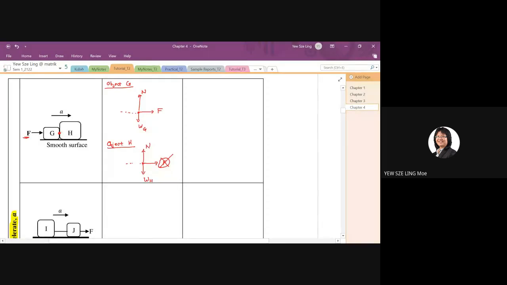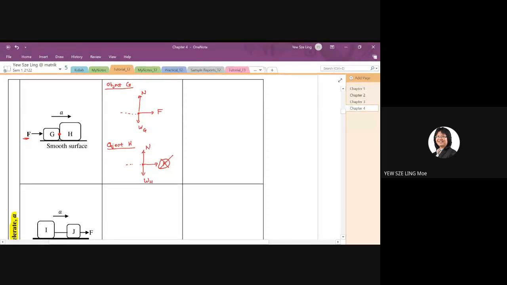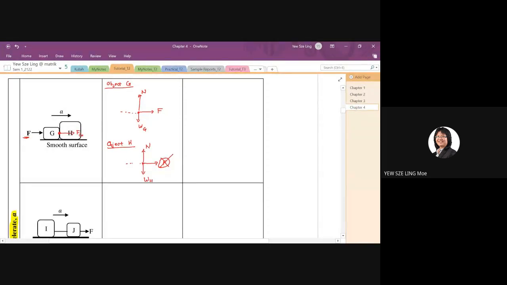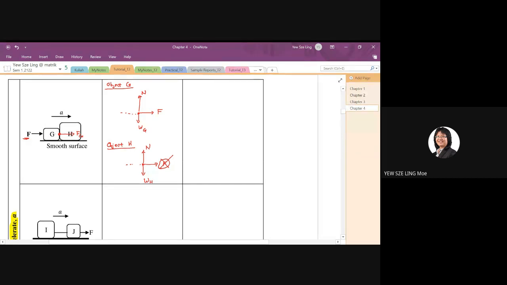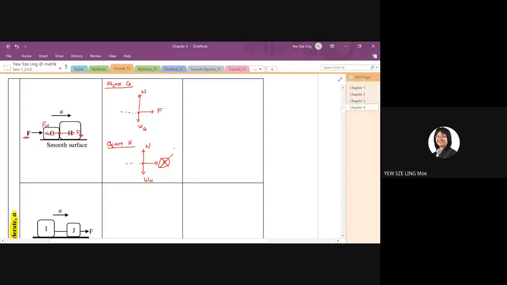Therefore, what do we have? We have FG going to the left, at the point where they are touching each other. So G is pushing object H with FG, and at the same time, because they are in contact with each other, according to Newton's third law, object H will push object G back with the same amount of force, but in the opposite direction. So that is the force that is missing in your diagram, okay, Siwei?